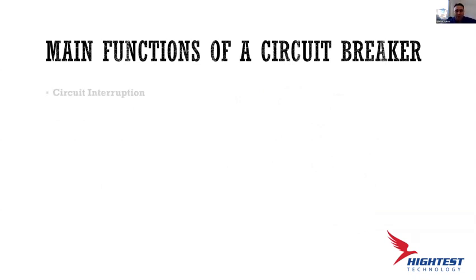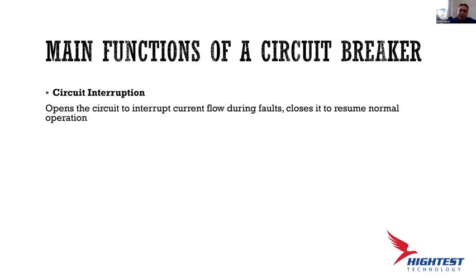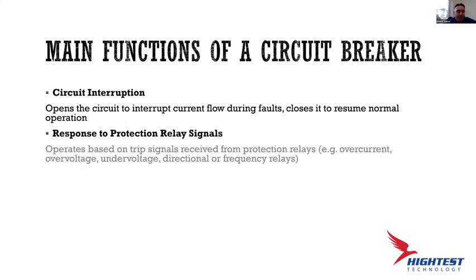The main functions of a circuit breaker are circuit interruption, which opens the circuit to interrupt current flow during faults, and then allows it to resume normal operations. It also responds to protection relay signals, operating based on trip signals received from the protection relays. It could be overcurrent, overvoltage, undervoltage, directional or frequency relays. Basically, the relay gives the orders to the circuit breaker, and then the circuit breaker does the job.